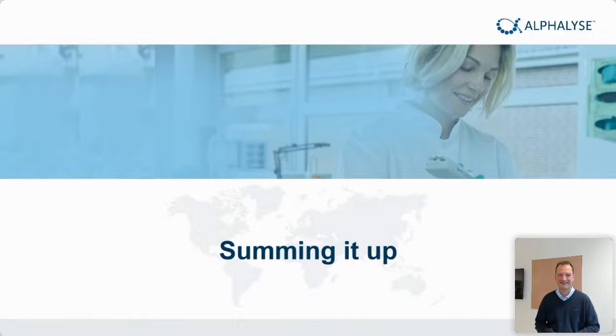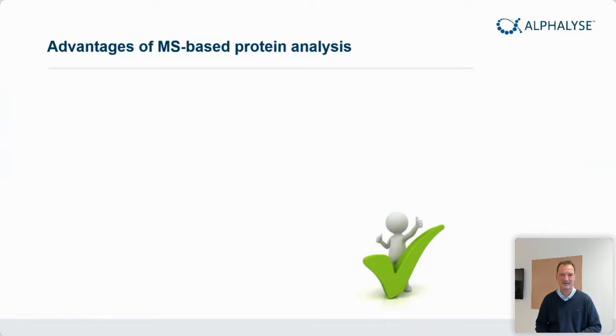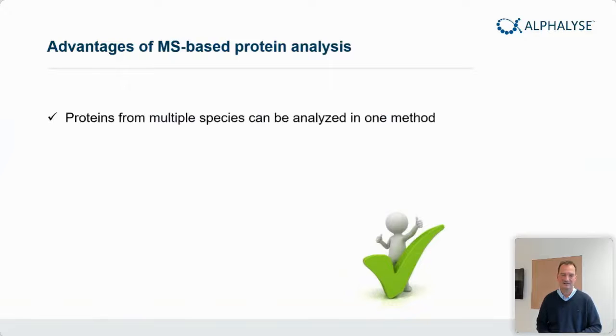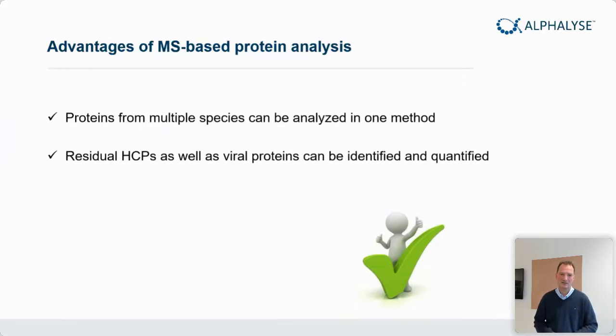So I'll just summarize. The LC-MS method has a number of advantages. You can identify proteins from multiple species by one and the same method. You can both identify and quantify the individual and total proteins, both the viral proteins and the host cell proteins and other proteins you may use in your manufacturing process.